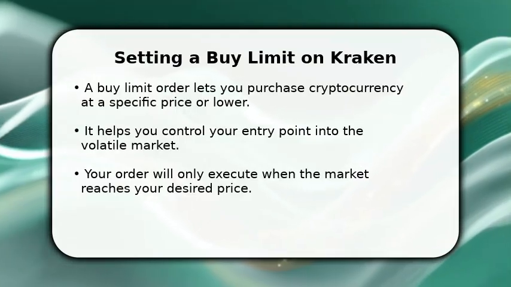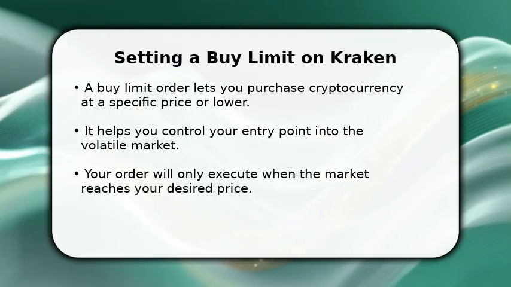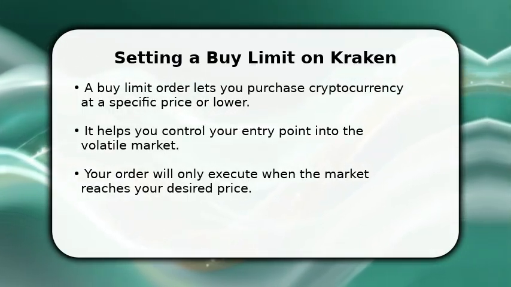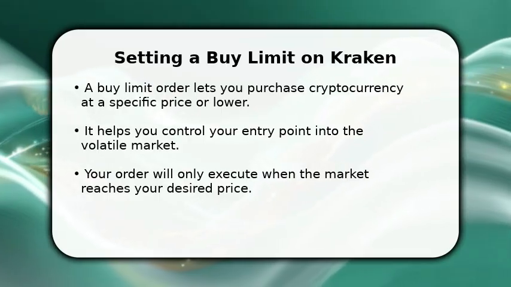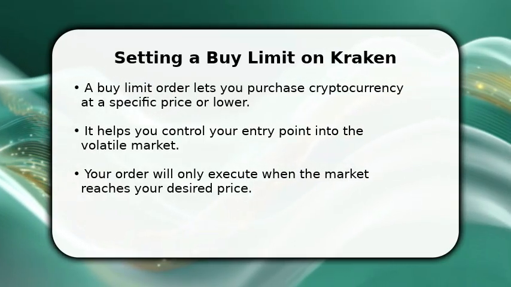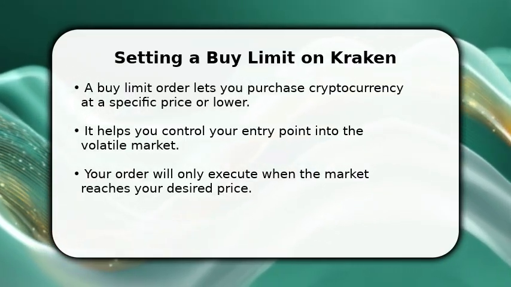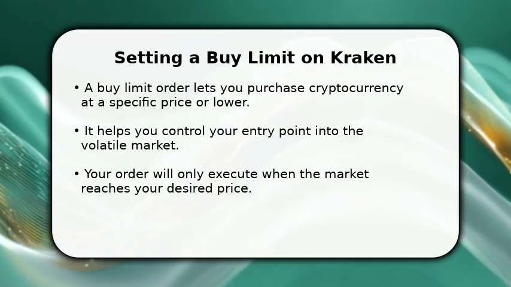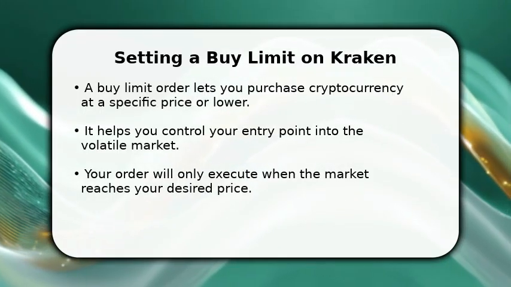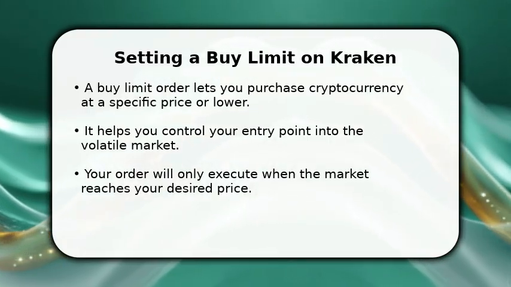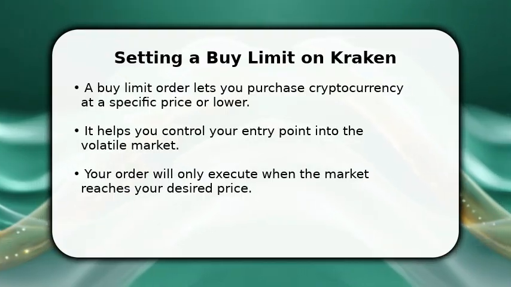In this video, I will show you how to set a buy limit on Kraken. A buy limit order is a powerful tool that allows you to specify the maximum price you are willing to pay for a cryptocurrency. This means your order will only be filled at your chosen price or better, giving you precise control over your investment strategy. It is a fundamental way to manage risk and secure your desired entry point into the market.